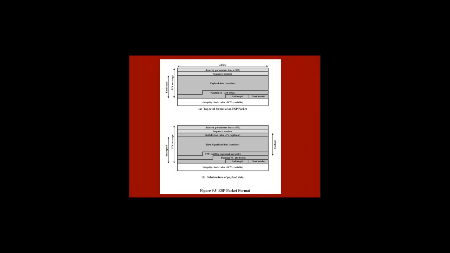we have the next header. That identifies the type of data contained in the payload data field by identifying the first header in that payload. For example, an extension header in IP version 6, or an upper layer protocol such as TCP in IPv4. And then we have an integrity check, which is a variable length field, and it contains the integrity check value computed over the ESP packet.